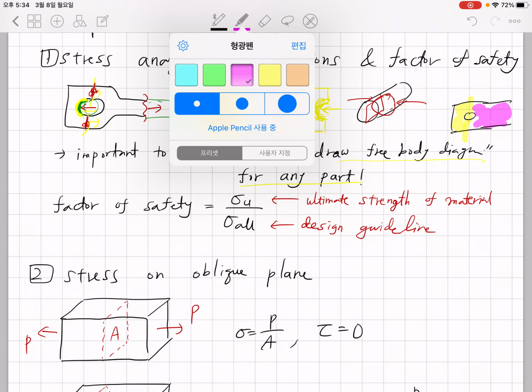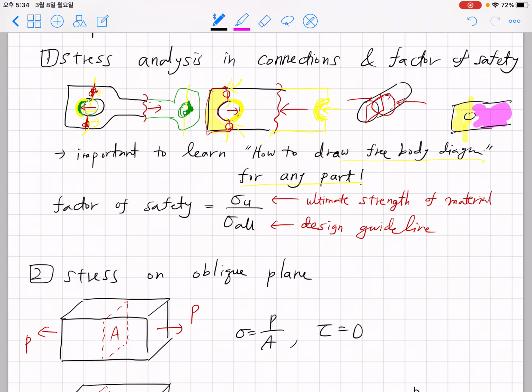Okay, so in addition to physically dividing the part, in your head you can make an imaginary cut, and for each imaginary part you should be able to draw a free body diagram. So it requires a lot of practice, and even though it's quite tedious to solve homework problems, I highly recommend you solve all homework problems by yourself so that you get familiar with the concept of drawing free body diagrams.